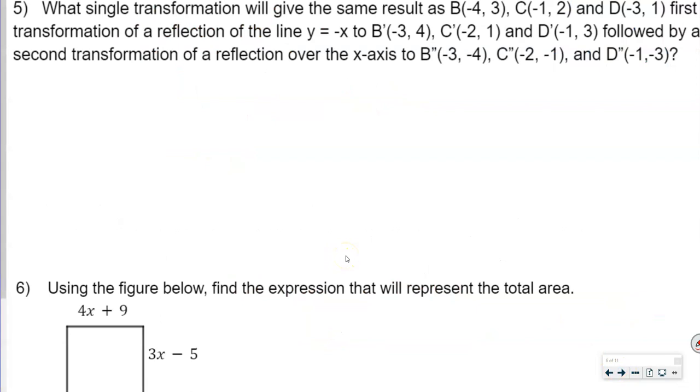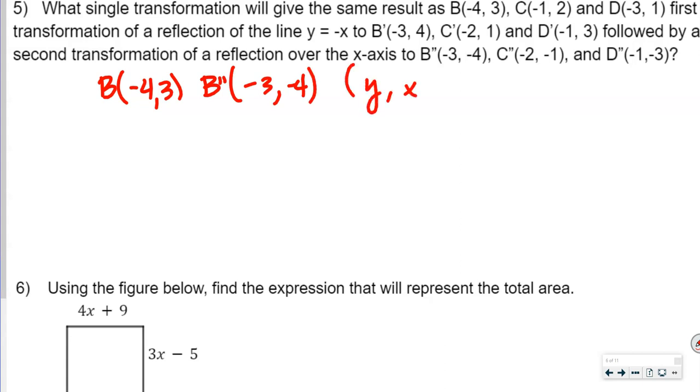Here we go again. We got our B, and that is -4, 3. And then we got our B double prime, and this one is -3, -4. Once again, notice they flipped, so it's y comma x. -4 is still -4, but now we have a -3. So what is that? That is a 90-degree or a 270-degree clockwise rotation.